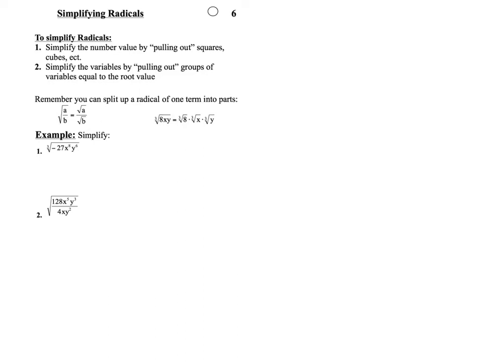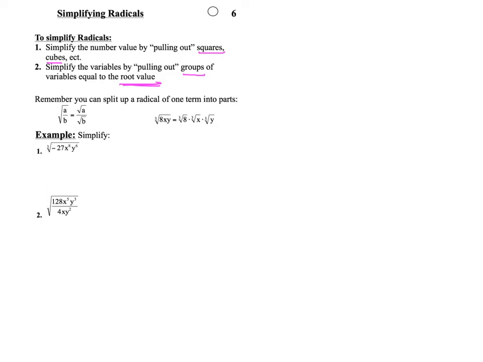If I'm simplifying radicals, your goal for taking the square root or cube root of an actual number is pulling out any perfect squares or cubes, values to the fourth power, so on and so forth. For variables, you want to pull out groups of that root number. So if it's the square root, you want to pull out groups of 2. If it's a cube root, you want to pull out groups of 3.